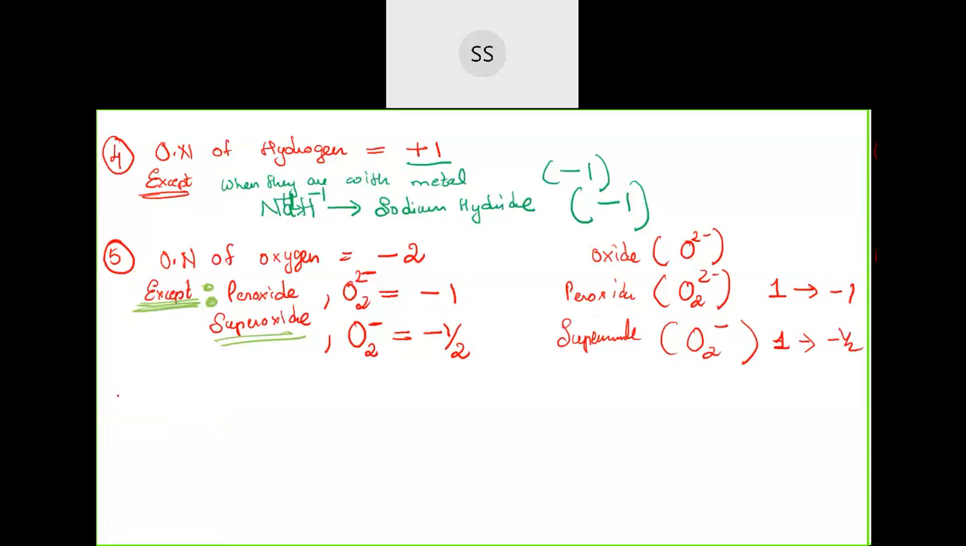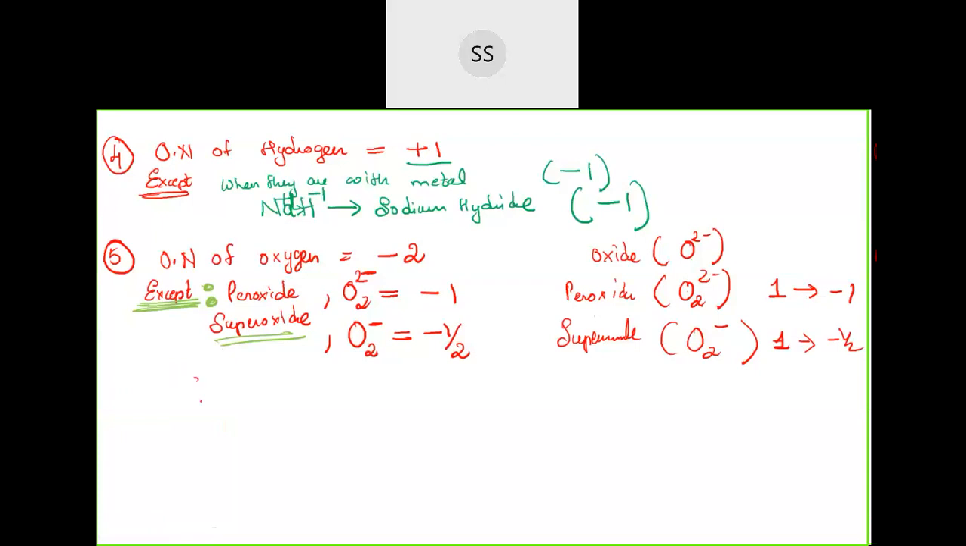And then one more exception is this. If oxygen is present with a still more electronegative element. What is the highest electronegative element we have? Yes, very good. Fluorine, correct. Yes, fluorine is more electronegative.